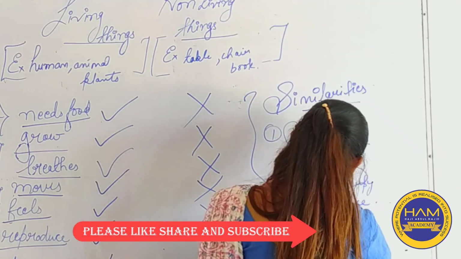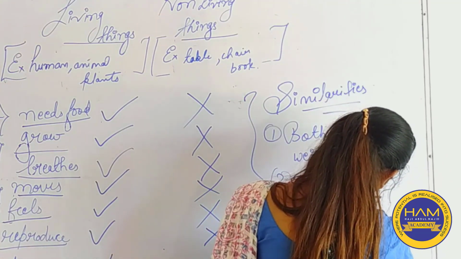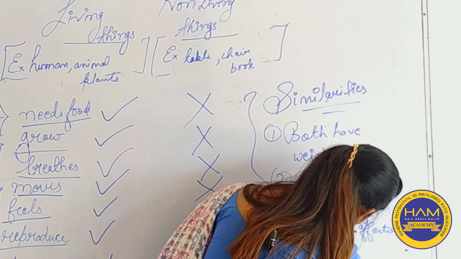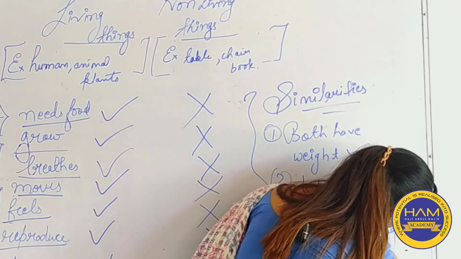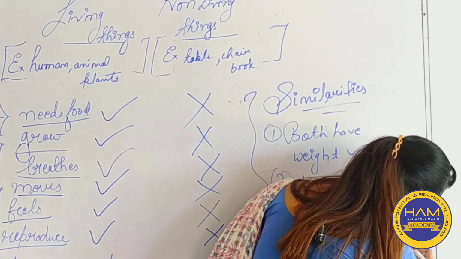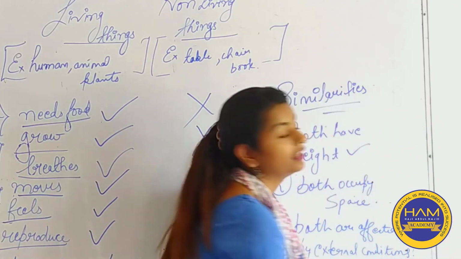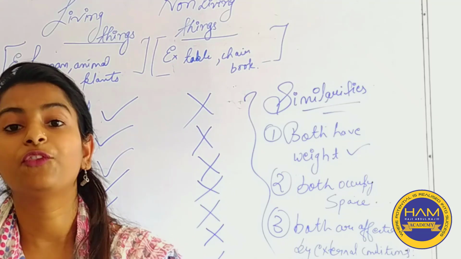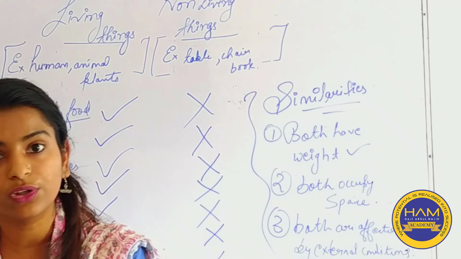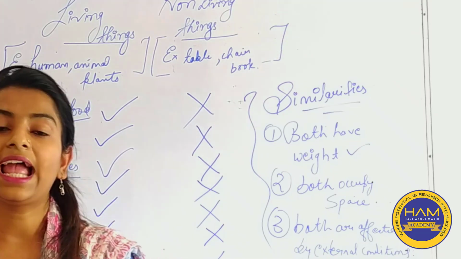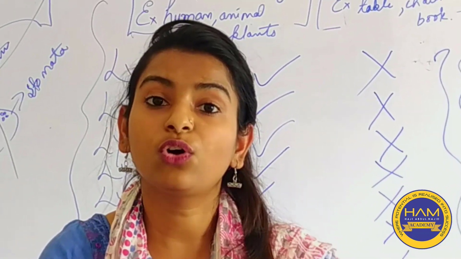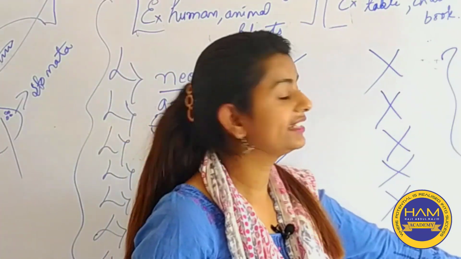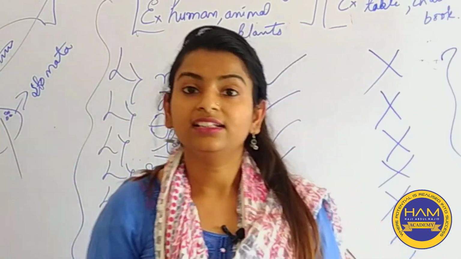Next, both are affected by external conditions, say environmental conditions. When there is summer, living things start using coolers. For example, humans start making use of coolers. Birds try to migrate, and when it is too hot, metal contracts or expands according to the weather condition. Hence, living things and non-living things are both affected by external conditions.